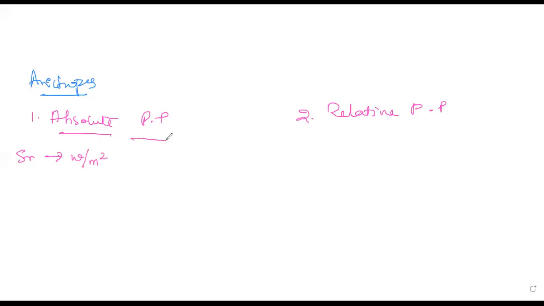So the two different types of anisotropes are called the absolute power pattern and the relative power pattern. These are the two types of anisotropes, meaning it will not radiate equally in all the directions. Now, SR is nothing but the Poynting theorem's radial component. This SR is usually expressed in watt per meter square. If SR is expressed in watt per meter square, then the resulting pattern is called the absolute power pattern.